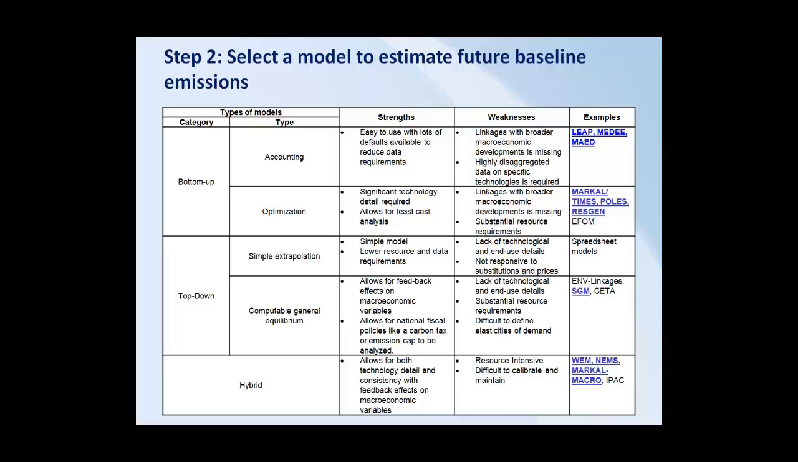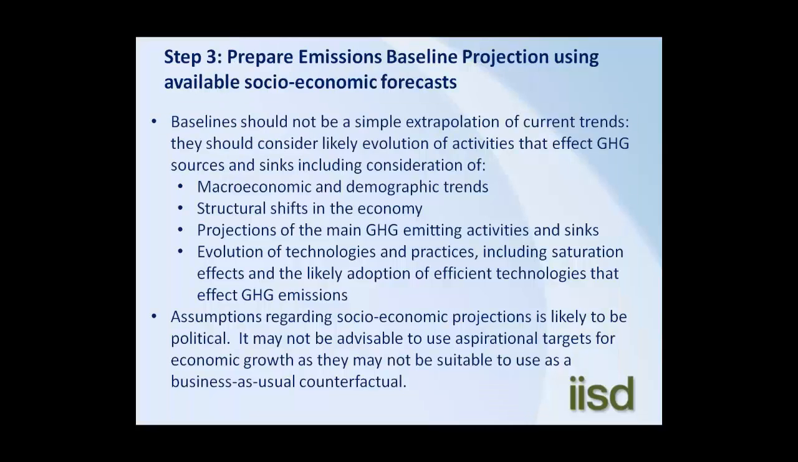In general, the models are categorized as bottom-up, top-down, or hybrid. The top-down models focus on economic interlinkages, while your bottom-up models involve developing a detailed profile of specific end uses and technologies that consume fuels and produce greenhouse gas emissions. I don't want to get into more detail here because it's pretty complicated, but to be clear, the most robust models are going to be hybrid models that use both the top-down and bottom-up approaches.